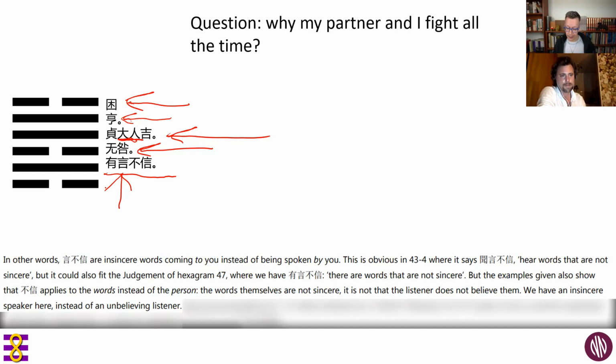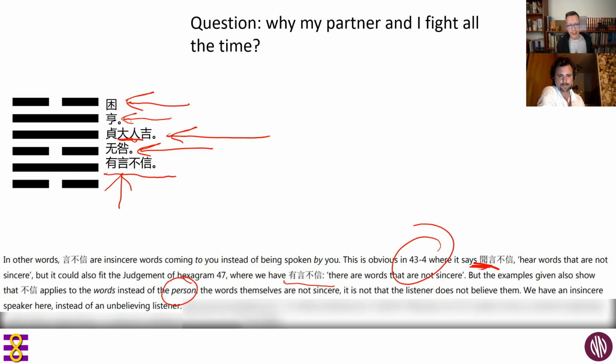You also have a similar sentence in the fourth line of Hexagram 43, but there it explicitly talks about listening. You are listening, but the words that you hear are not sincere. And that also fits for the larger part of the judgment text of Hexagram 47: there are words that are not sincere. So it applies to the words instead of to the person, the person who's listening. The words themselves that are being spoken are not sincere. It's not that the listener does not believe them. We have an insincere speaker here instead of an unbelieving listener.